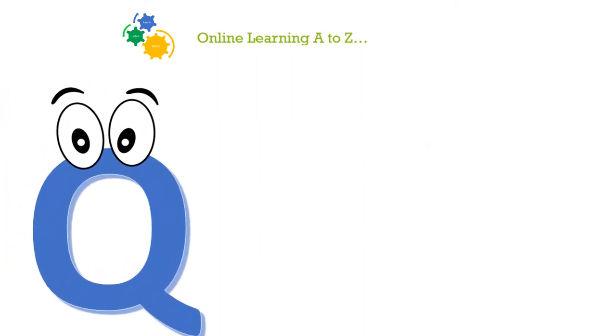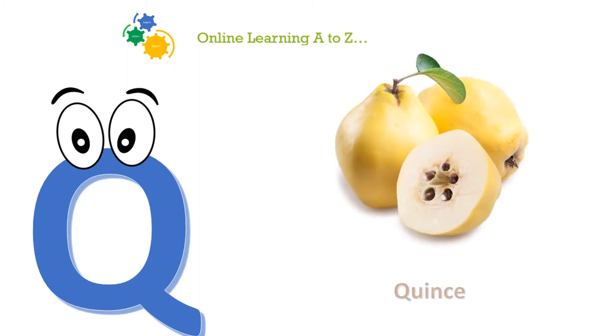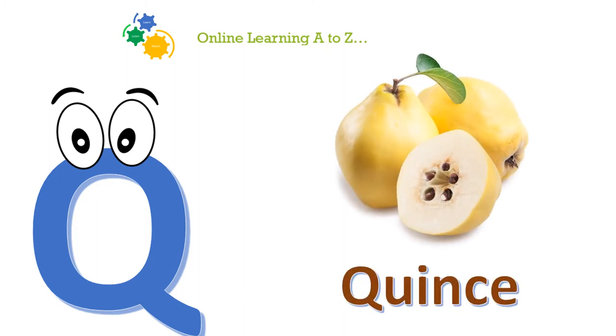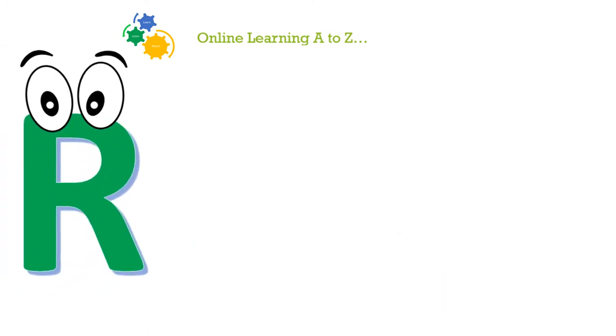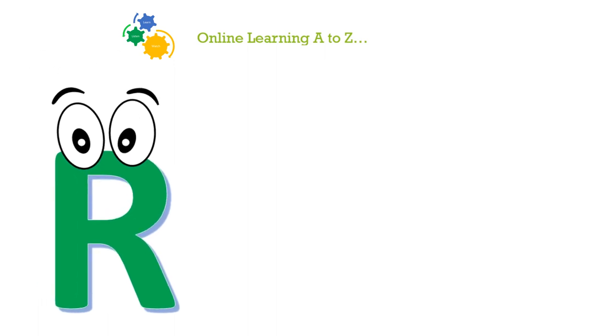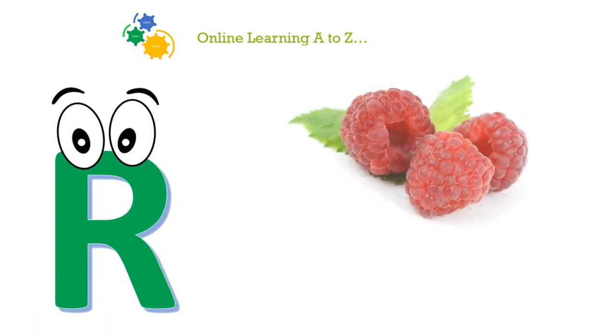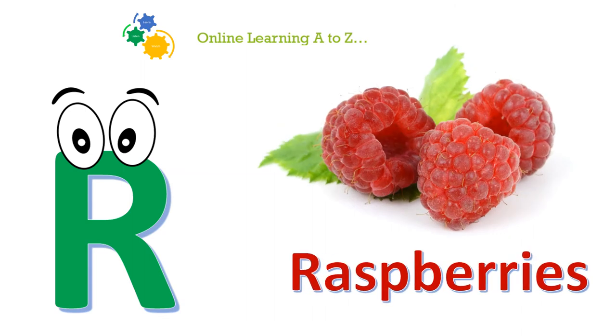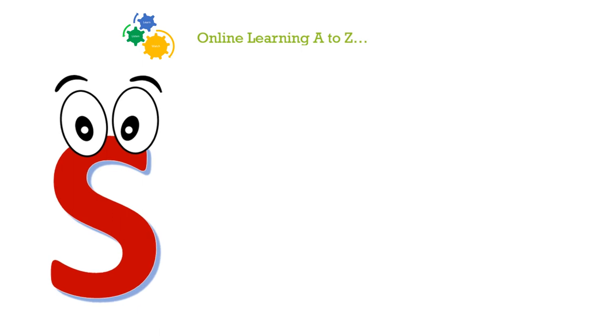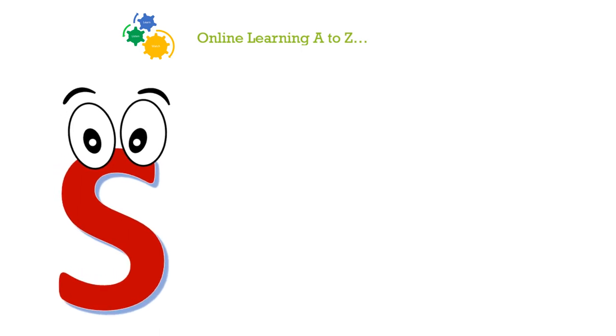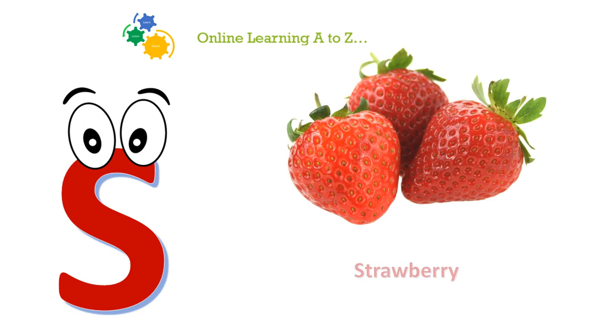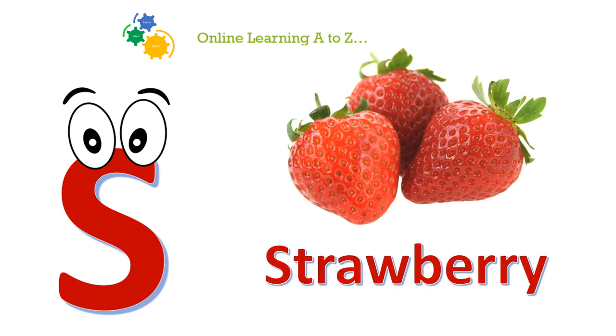Q. Q is for quince fruit. Q for quince fruit. R. R is for raspberries. R for raspberries. S. S is for strawberry. S for strawberry.